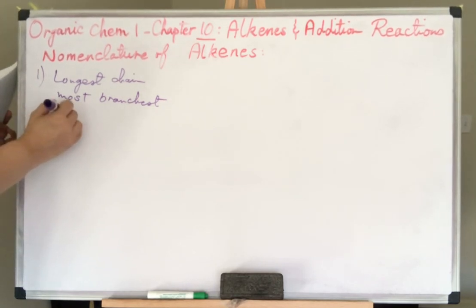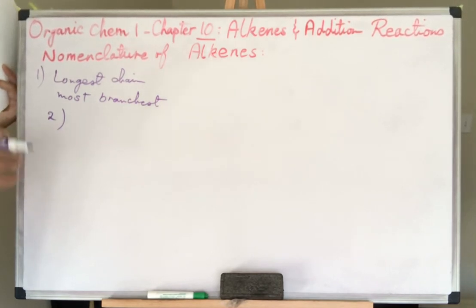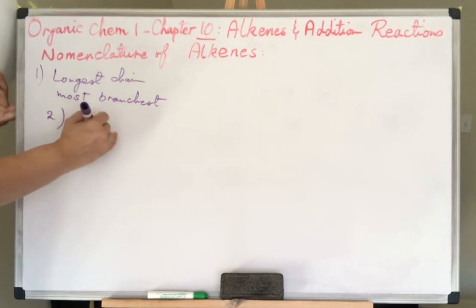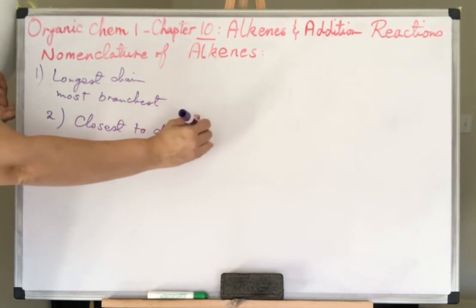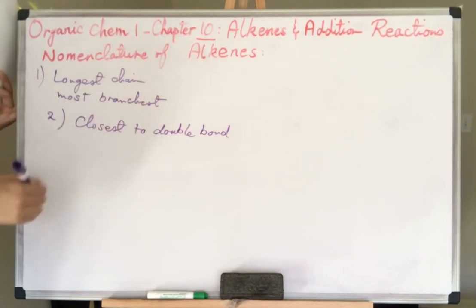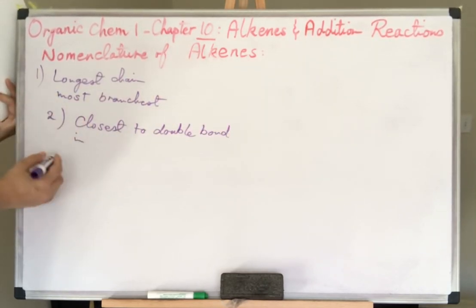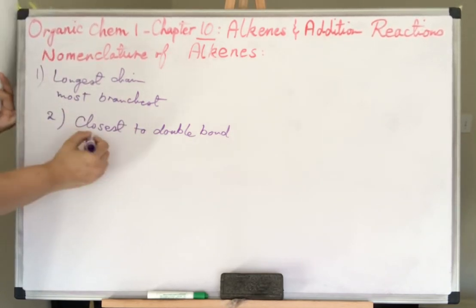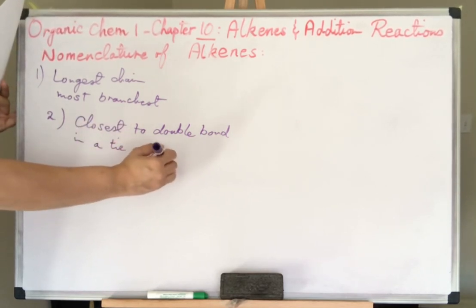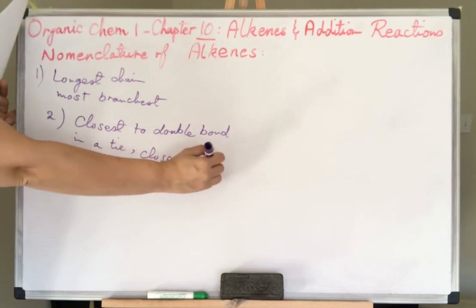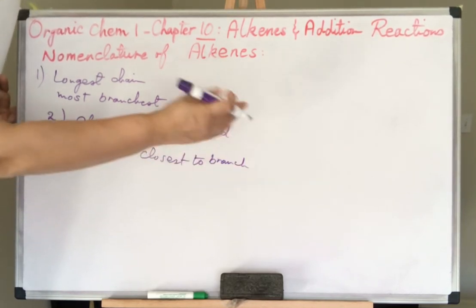The second rule is to number the carbons. After we find the longest chain, we number. And how to number? You always go with the closest to the double bond. If you have a branch and a double bond, and you have a tie, like 2 carbons from the double bond and 2 carbons from a branch, in a tie, you will go with the branch. Closest to the branch. I mean, you go with the side with the branch.